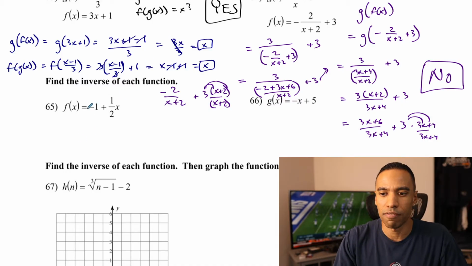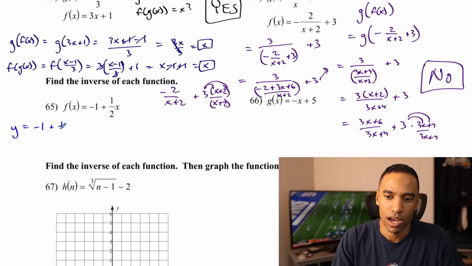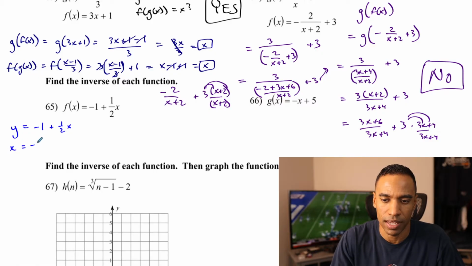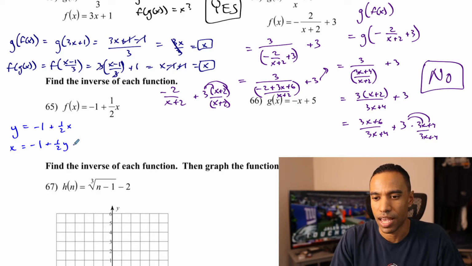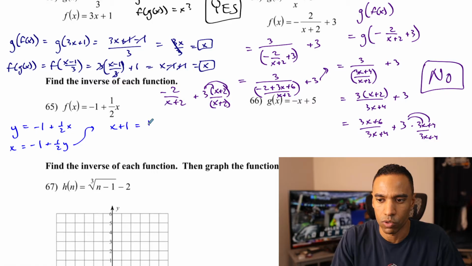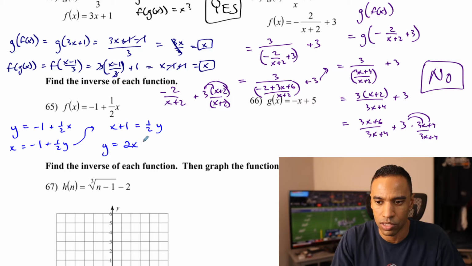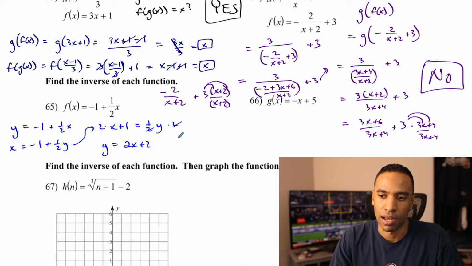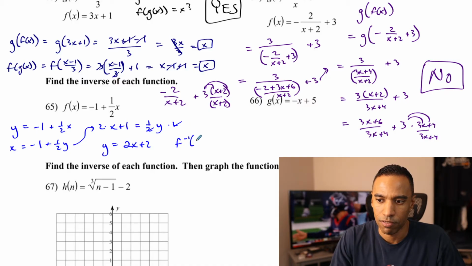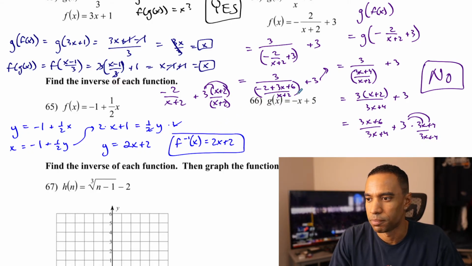All right, find the inverse of each function. To find an inverse, you swap x and y, and you solve for y all over again. So f of x is y. Let's take the inverse by swapping x and y. Here is the inverse, but let's get y by itself now. Let's add 1 to both sides. x plus 1 equals 1/2 y. Let's multiply both sides by 2, where I'll get y equals 2x plus 2. And then that gives me the inverse of f of x equals 2x plus 2. There is the inverse of that guy.